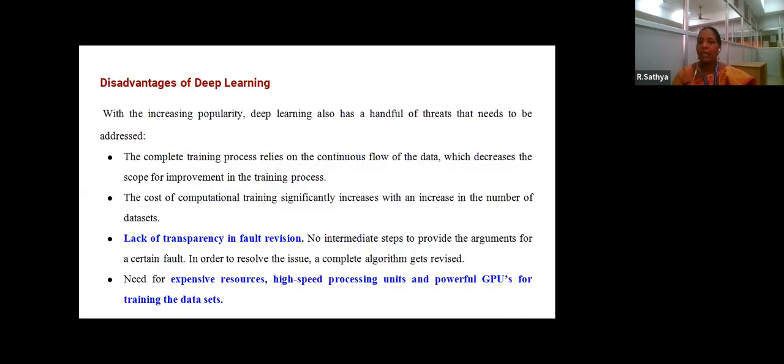Normally, when you go ahead with anything, you will have some drawbacks also. Here, we can just neglect the drawback if the ratio is very, very small, right? And here, the lack of transparency in fault revision.